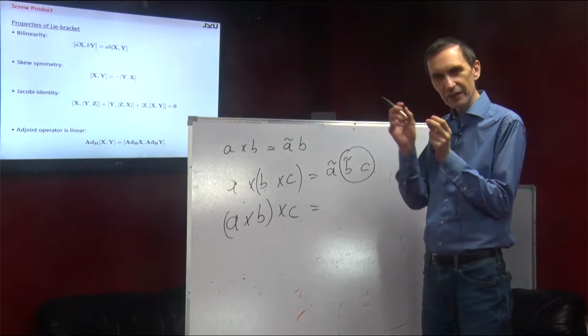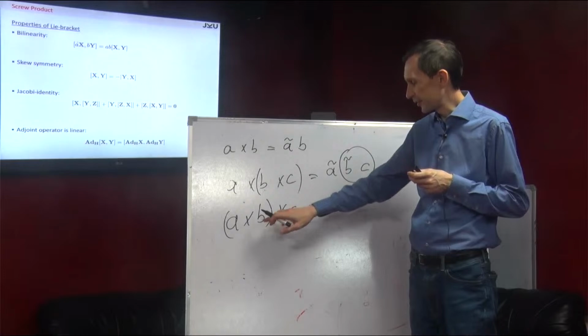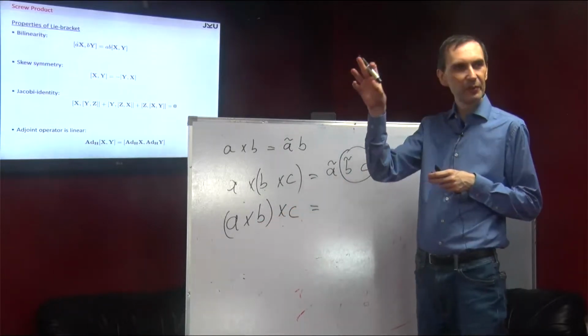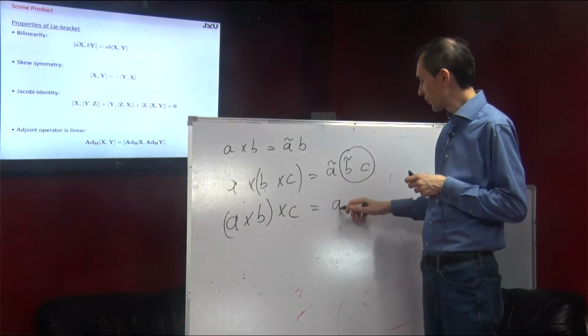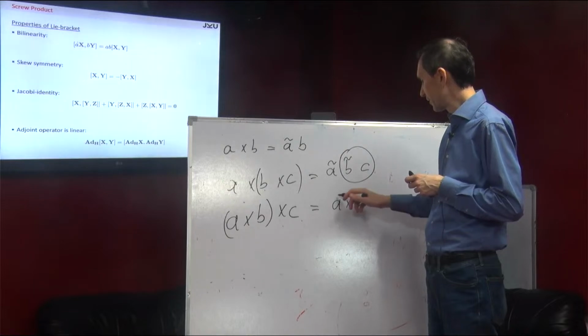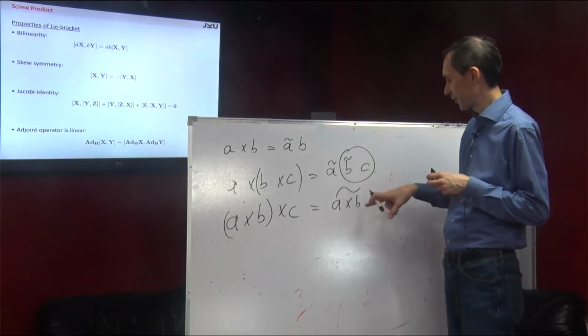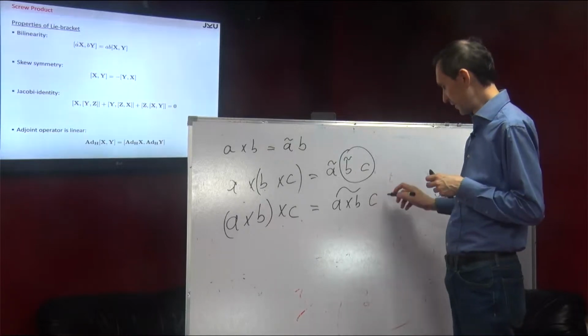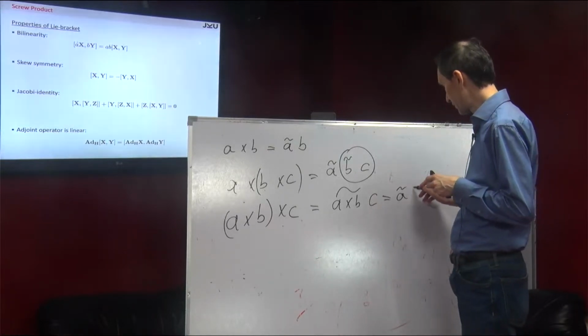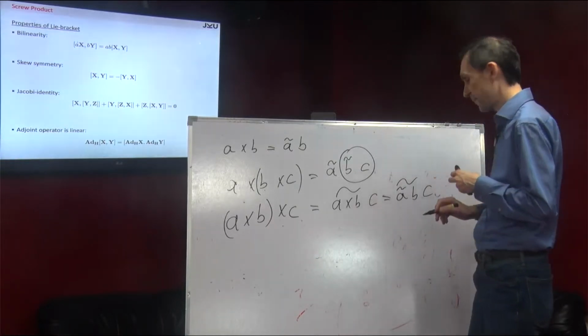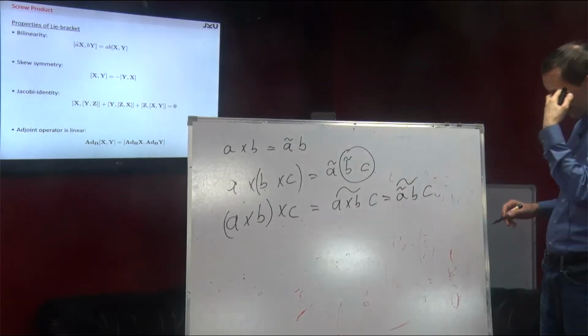This means that just the argument on the left-hand side goes into the tilde matrix, right? Which would, in this case, mean that you have A cross B tilde C, which is, of course, different. And you can, of course, write this as A tilde B tilde C, right?